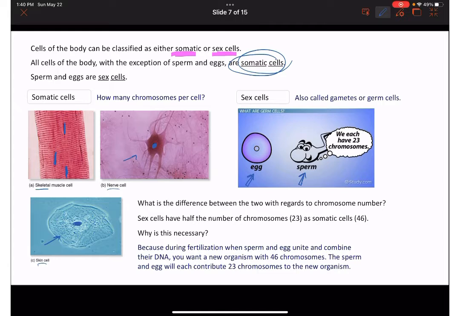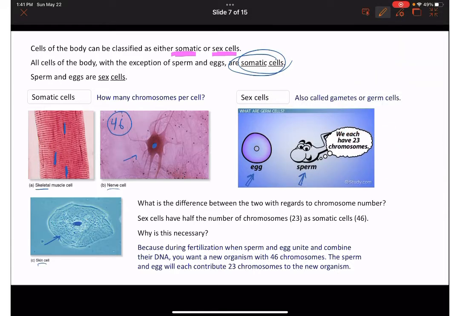And how many chromosomes do we find within each of these nuclei in the somatic cells of the body? Well, you already know this. There's 46 chromosomes found within the nuclei of the somatic cells.